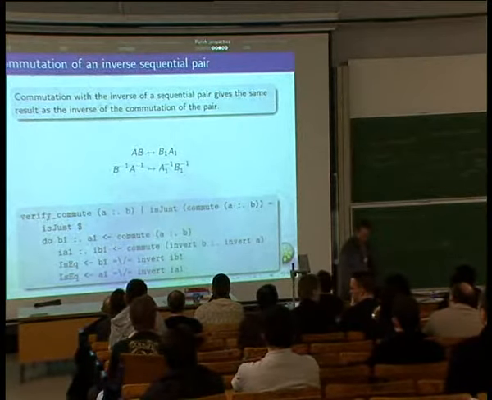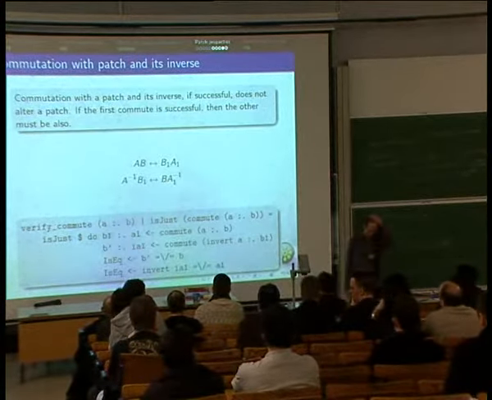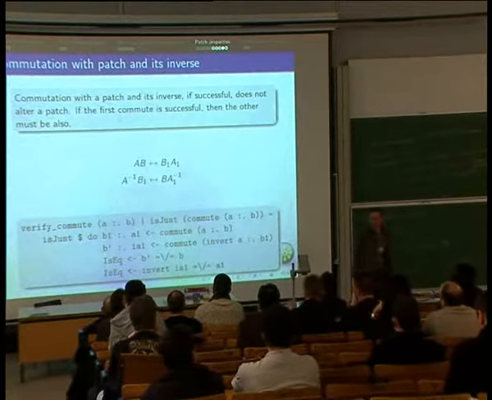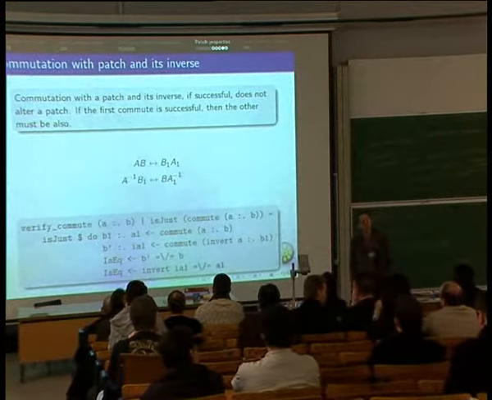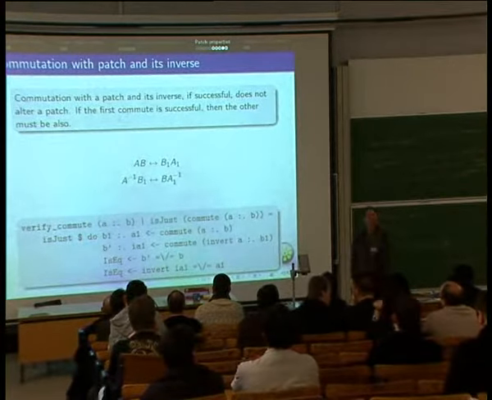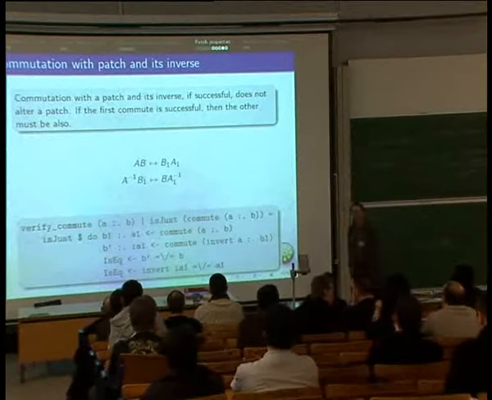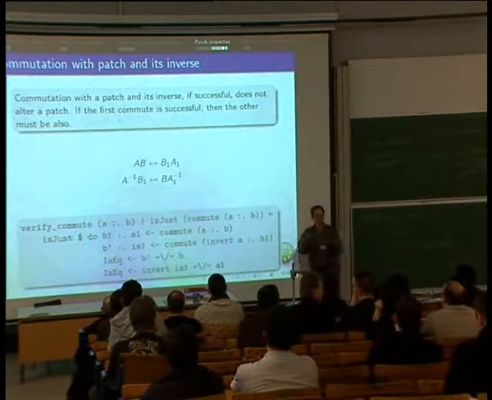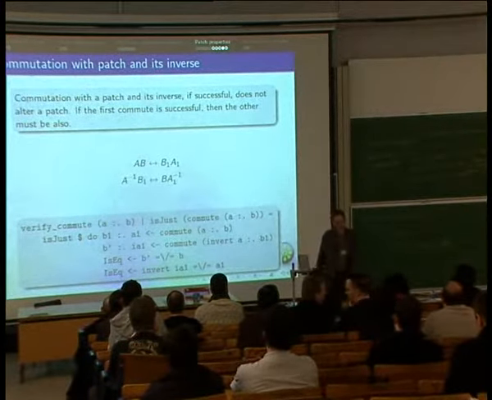And you can look it up. I'll put these on the web somewhere if you're interested. So finally, this is the trickiest property to get right. No, it's not the trickiest property, second trickiest. The trickiest one comes next, which is commutation of a patch with both a patch and its inverse.